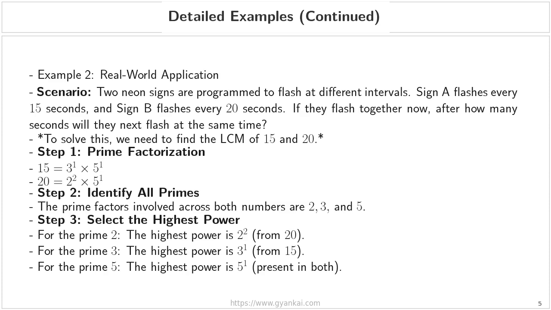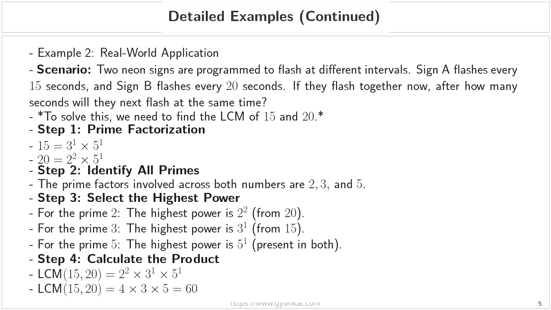Step 3, select the highest power. Now, we apply the greatest power rule we discussed earlier. For the prime 2, the highest power present is 2 squared, which comes from our factorization of 20. For the prime 3, the highest power is 3 to the power of 1 from 15. Finally, for the prime 5, the highest power is simply 5 to the power of 1, which is present in both. Step 4, calculate the product.